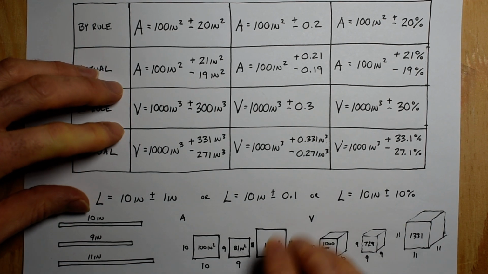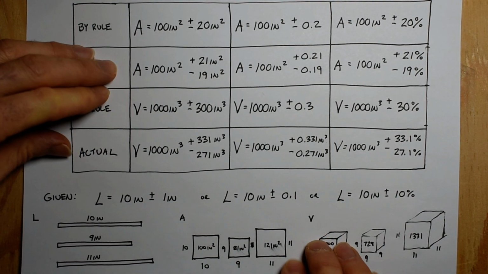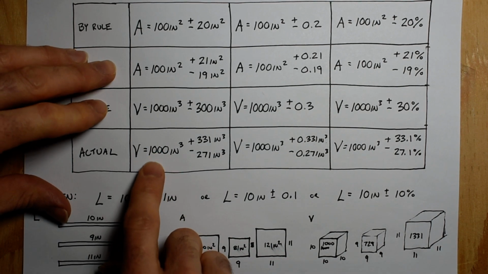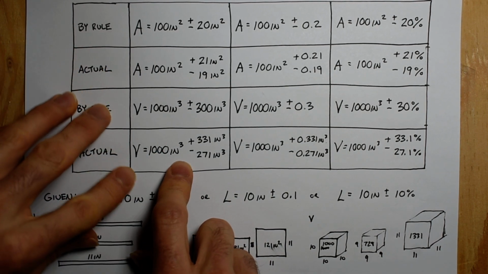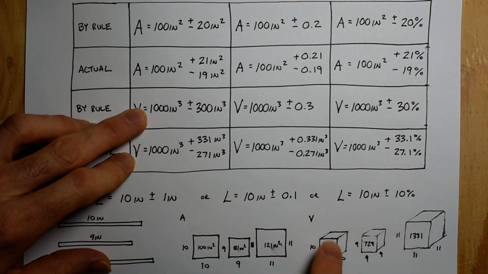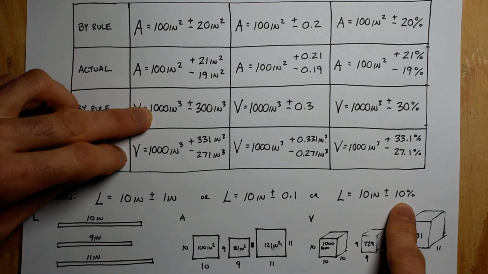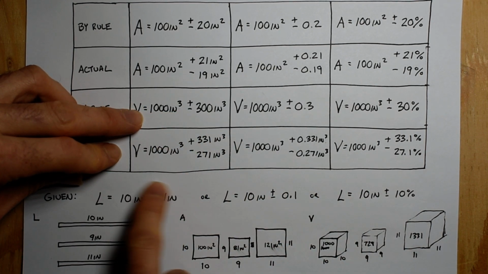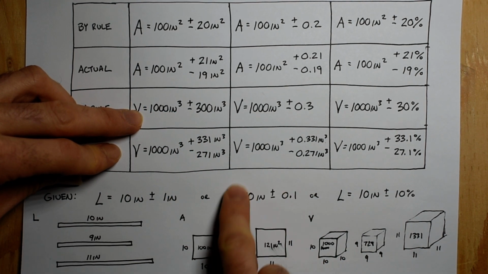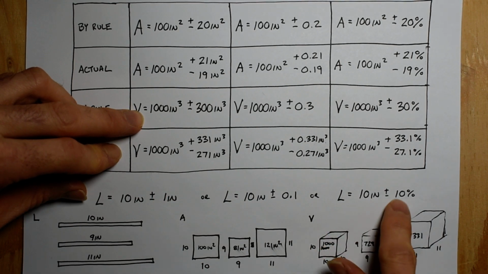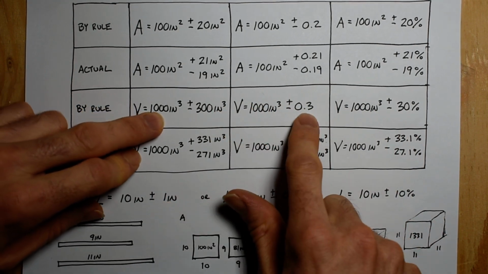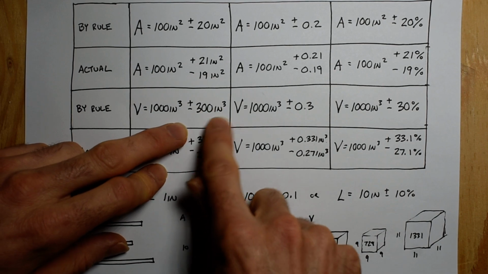And that might be just a little bit too many words there. But anyway, let's go back to this volume. You'll see that by rule our uncertainty is 10%, and we multiplied this length by itself and by itself again, 3 times. So we have to add those percents, and 0.3 of 1,000 is 300 inches cubed.